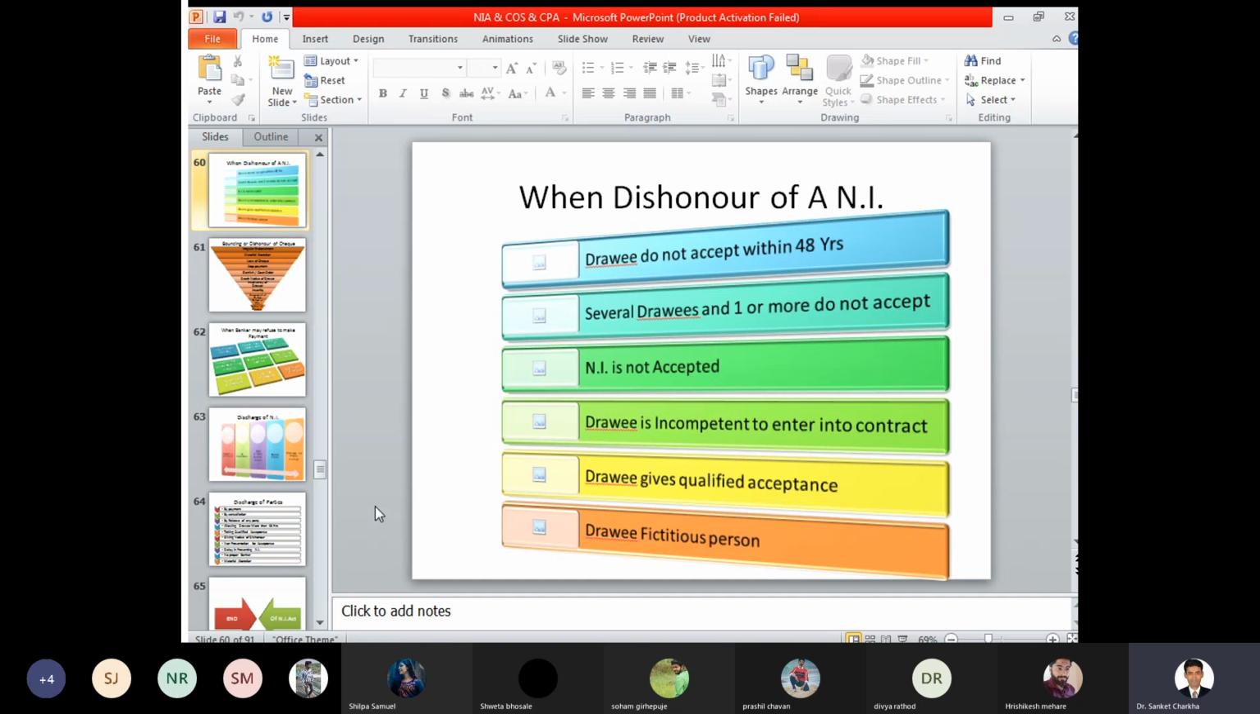Drawee gives qualified acceptance. Now, what is the meaning of qualified acceptance? That is, acceptance based on certain terms and conditions.